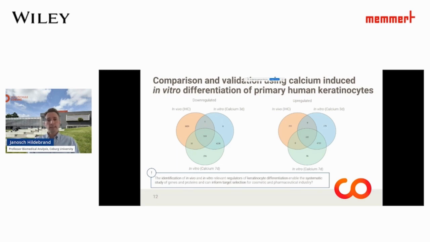Currently, we are analyzing the identified transcription factors within these intersections, which were identified to be regulated in vivo and in vitro, to understand the gene regulation networks in epidermis. So our data hopefully can provide a useful resource for the systematic study and identification of novel regulators of keratinocyte differentiation and, for example, can inform target selection for the cosmetic industry and pharmaceutical industry in the mentioned indications.